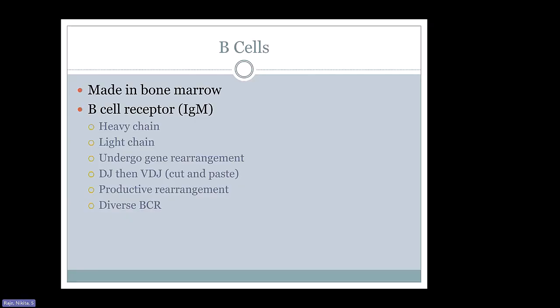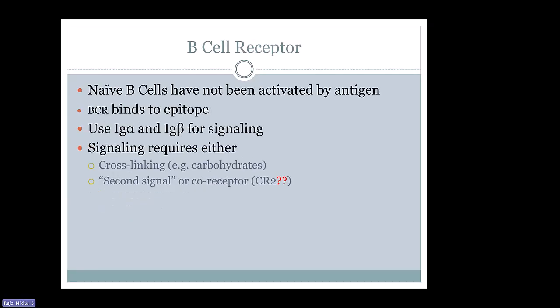When there is a productive rearrangement, which means that the rearrangement is successful, it can make a B cell receptor, and each of that rearrangement for different B cells can make different BCRs. So there are diverse BCRs on the surface of various B cells.